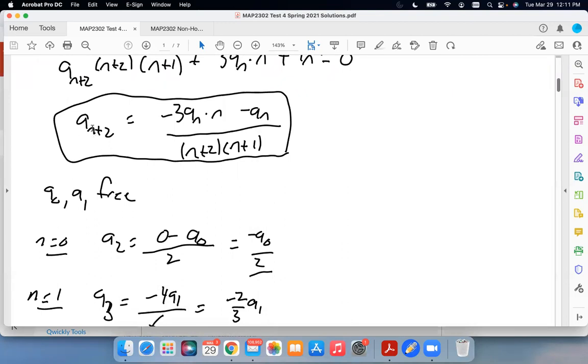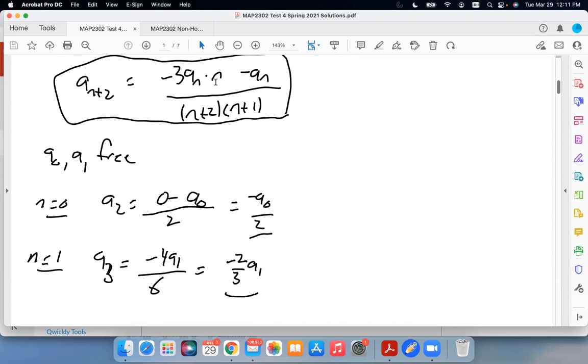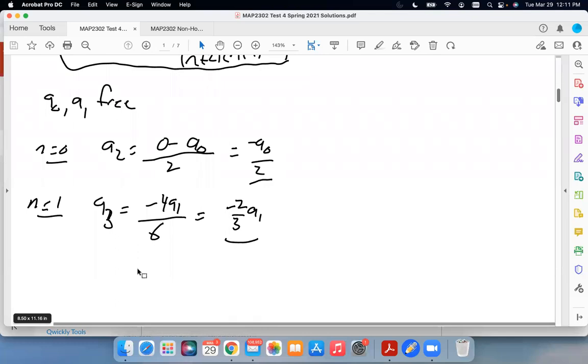Now I start plugging in values of n. Remember, your value of n does not match with your a subscript. If I plug in n equals 0, that's going to give me a2. So don't focus so much on this number. Look at that number, a2, and then just plug in n equals 0 everywhere. That will be negative a0 over 2, and so forth. So we do that for a few powers.